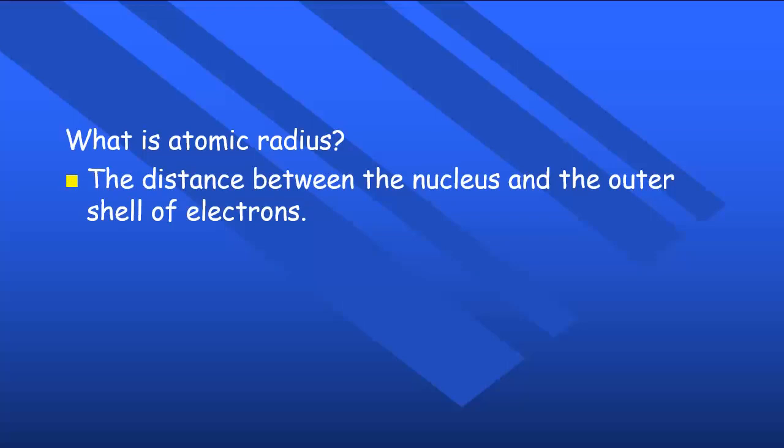What is atomic radius? The distance between the nucleus and the outer shell of electrons. What's the problem with measuring atomic radius? You can't. Why? Because if you try to look for the things, they're not going to be there. Awesome, Ryan. That's right. According to whose principle? Heisenberg's uncertainty principle. You can never know the exact location of any electron. So it is impossible to determine atomic radius, and yet they have.